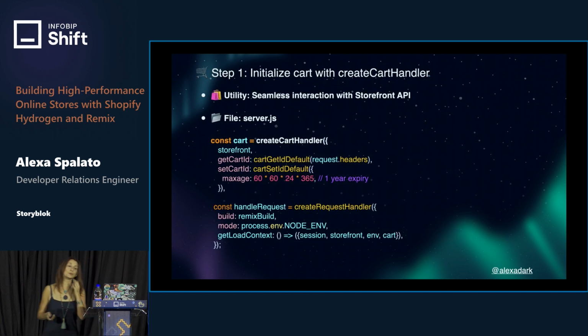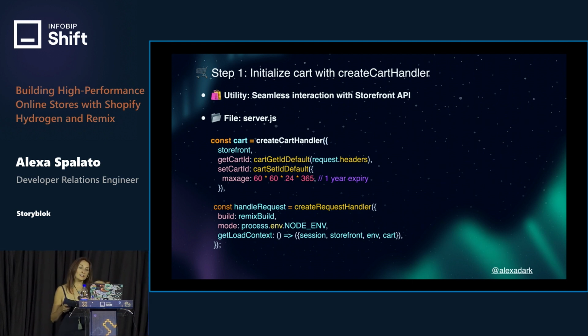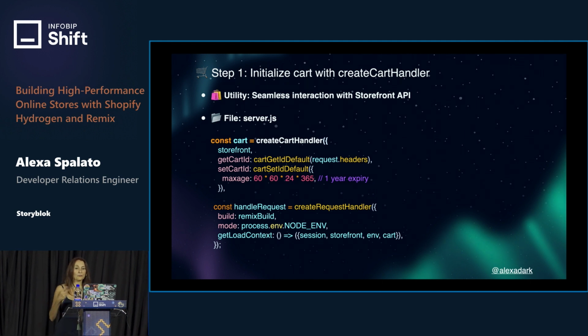So first, we need to initialize the create cart handler. So this happens again in server.js, and within the fetch handler, we create the cart instance by passing the storefront and functions to get the cart ID and set the cart ID in this create cart handler function. Then we pass this cart to get load context, so our cart will be accessible and it can be manipulated as needed. So with this step, the cart is all set up and ready to roll.